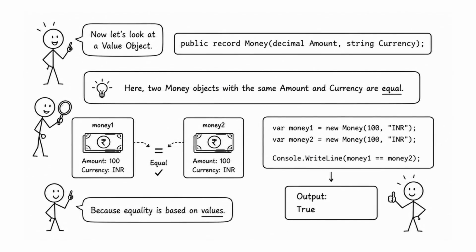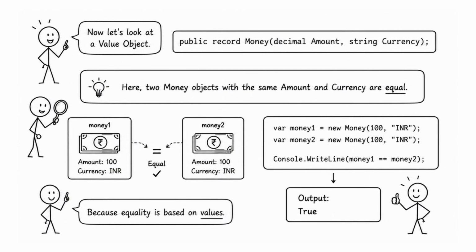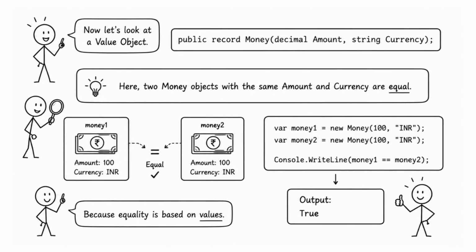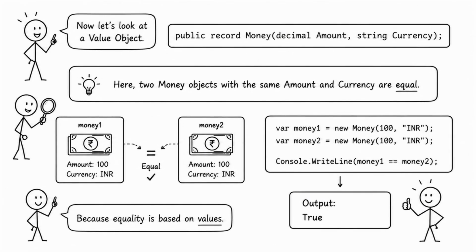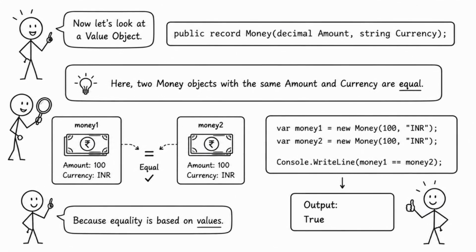Let's look at the value object. Public record Money with the parameters decimal amount and string currency. Here, two money objects with the same amount and currency are equal. Equality is based on value.